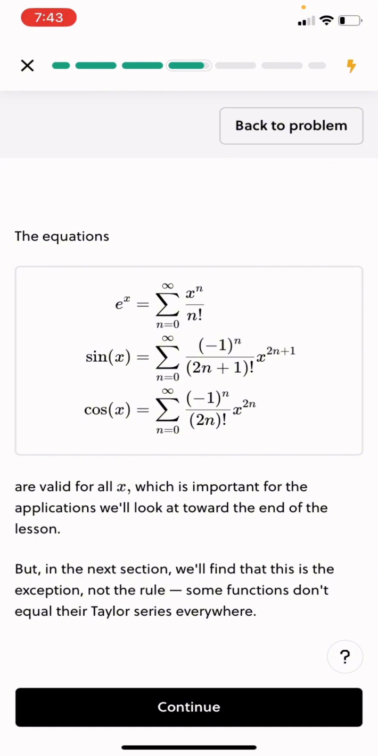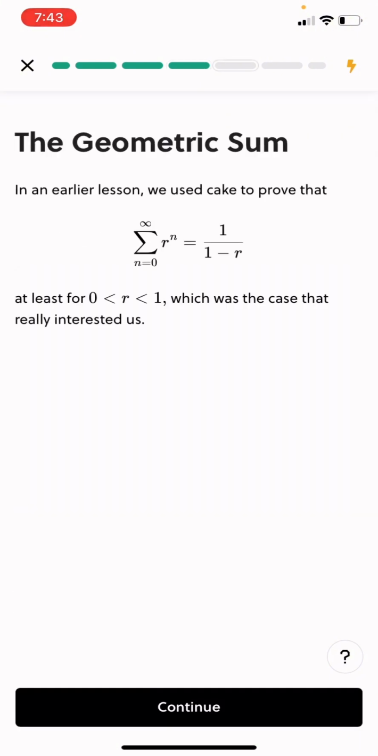All are valid for all x, which is important for the applications we look at towards the end of the lesson. But in the next section, we find out that this is the exception, not the rule. Some functions don't equal their Taylor series anywhere.